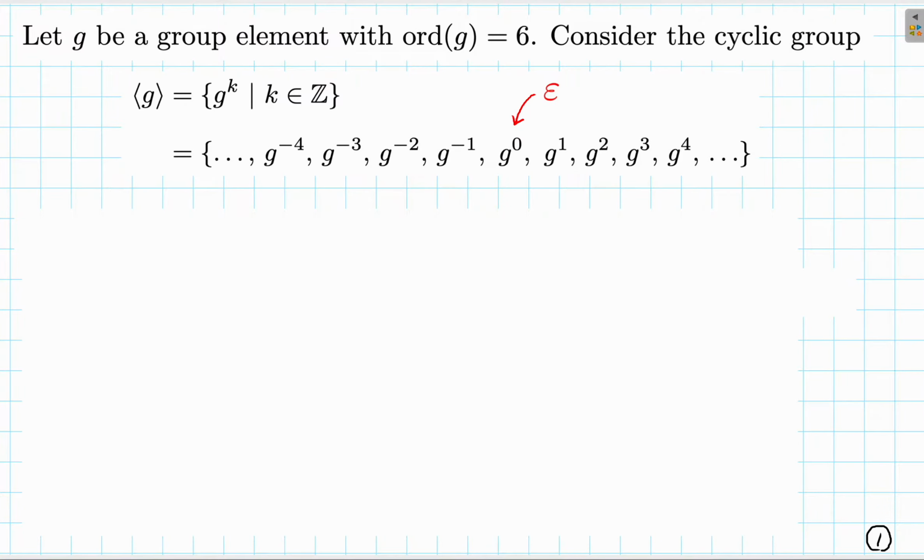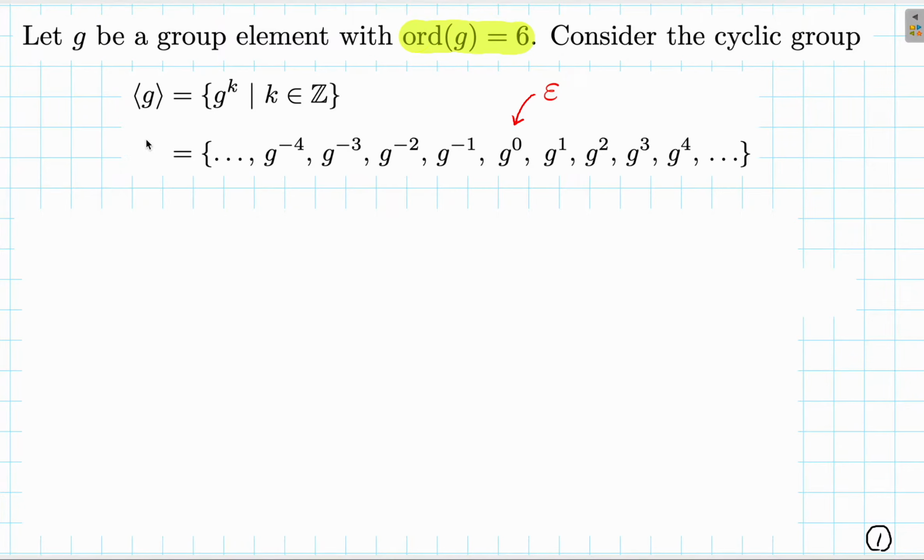In this lesson, we'll study the notion of an isomorphism, which is a way of saying that two groups are essentially the same. But first, let's start with an example. We'll let G be a group element with order 6. So there's nothing special about 6 here, but just to get something concrete. We'll consider the cyclic group bracket G.